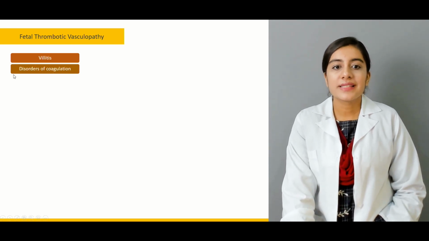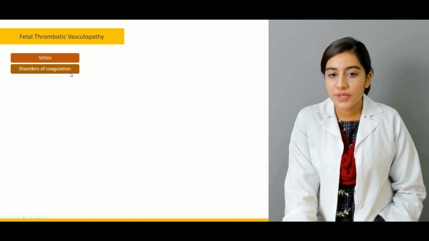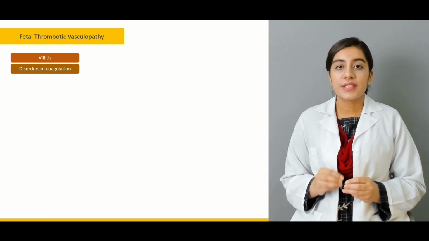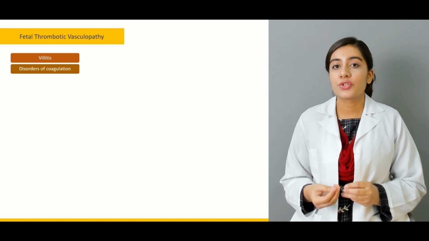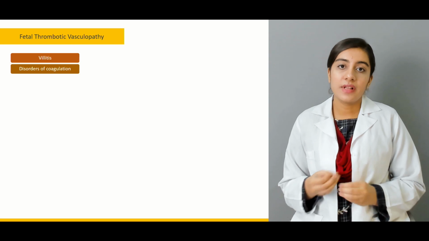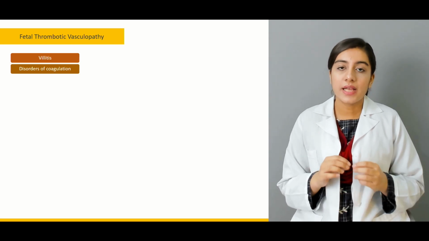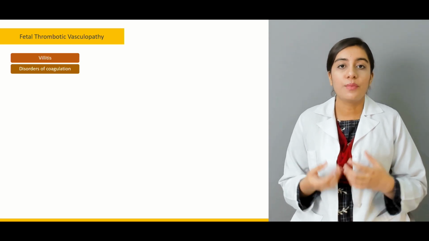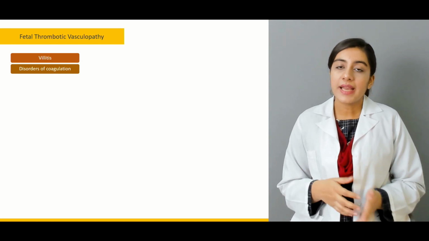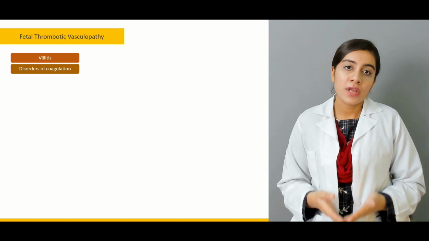The second one is disorders of coagulation. Of course, whenever there are disorders of coagulation and abnormal activation of the coagulation cascades in the body, they will affect the placenta, and as a result of that abnormal coagulation, thrombus and emboli formation can take place at the level of the placenta.